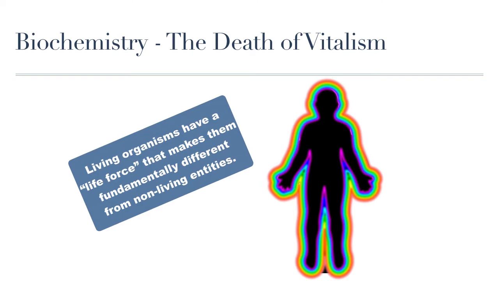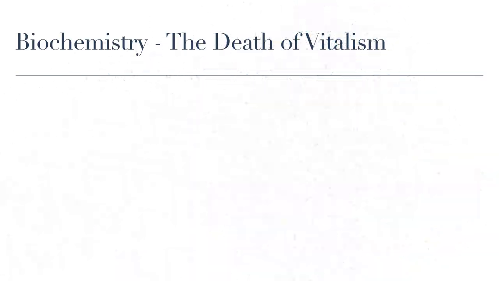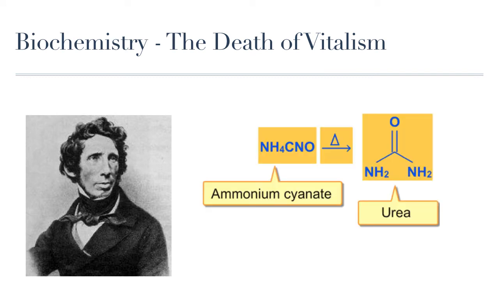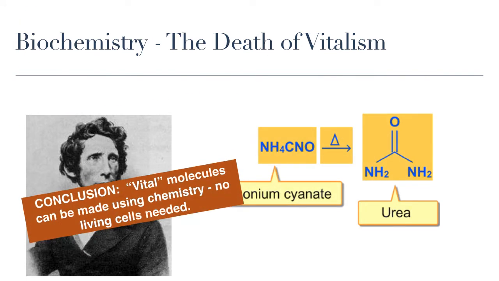Now, this belief was proven false by Friedrich Wöhler. Wöhler was able to show, using ordinary chemistry, that he could make urea in a container in his lab. Urea is a compound made by living things. You are familiar with it because that's where the term urine comes from. Urea is found in urine. And because it was made by living things, it was believed to be made only by living things and only by cells and their unique vital force. Wöhler showed that the molecules of life can actually be made by chemistry.